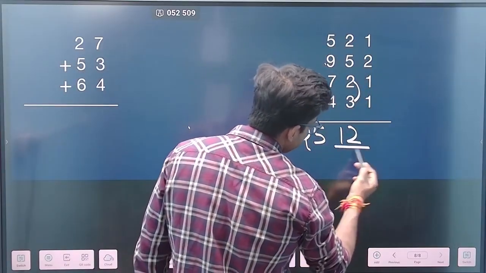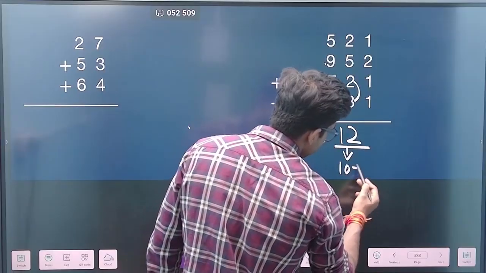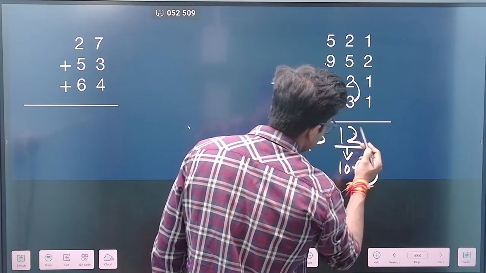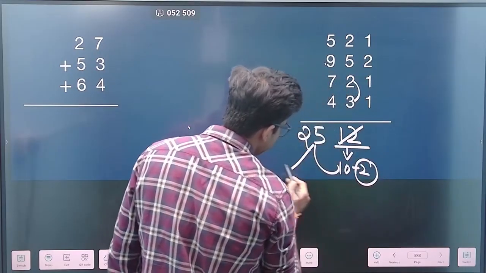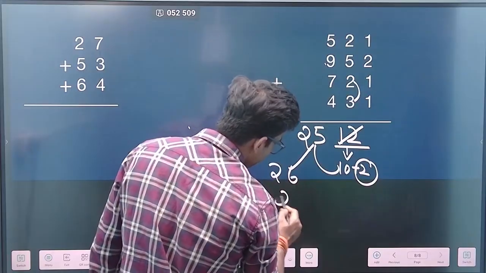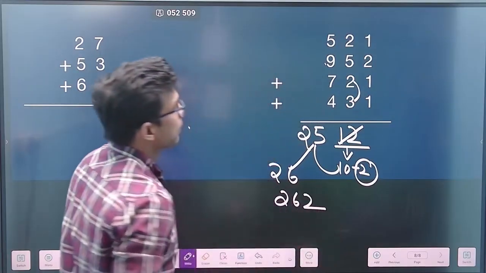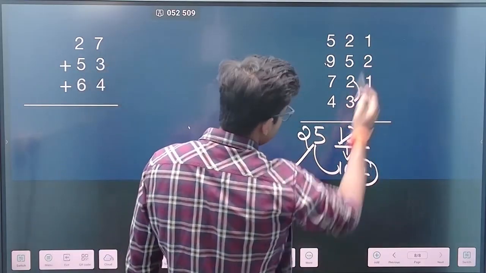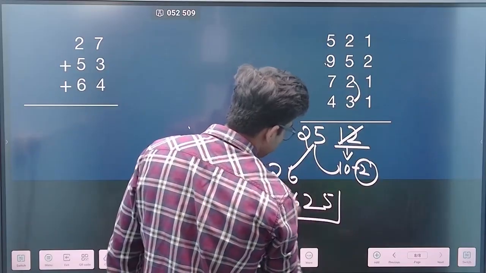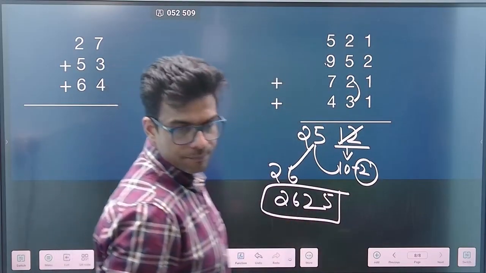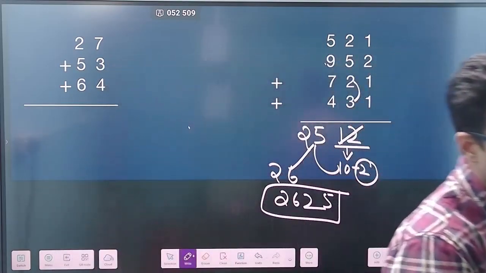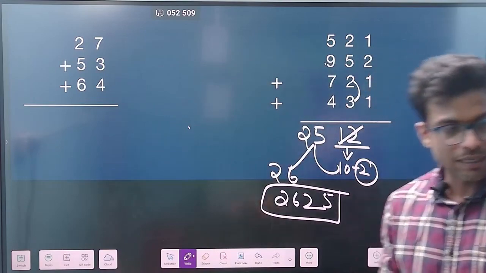So you need to break this number: 10 plus 2. So here the number would be 2. Cut this and shift 1 here. This becomes 26, so right now your number is 262. Now 2 plus 2 is 4 and 1 is 5. So your number is basically 2625. Done. This is the way in which, basically, what I'm doing now.